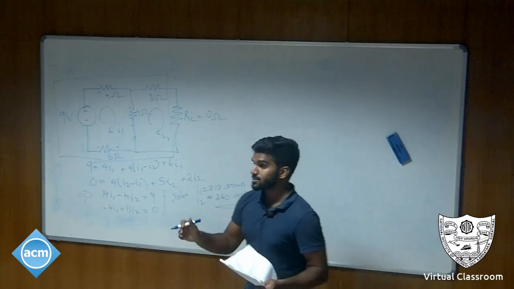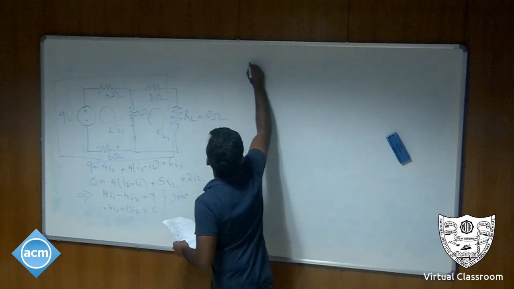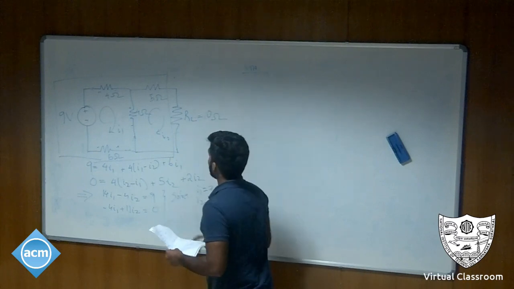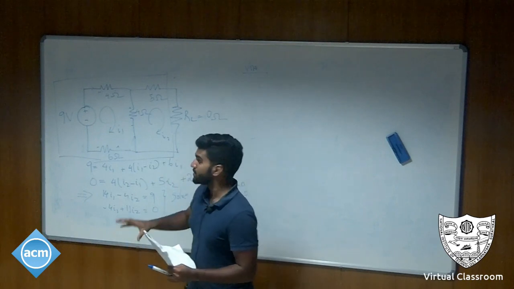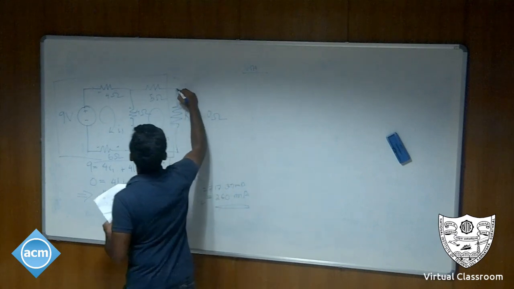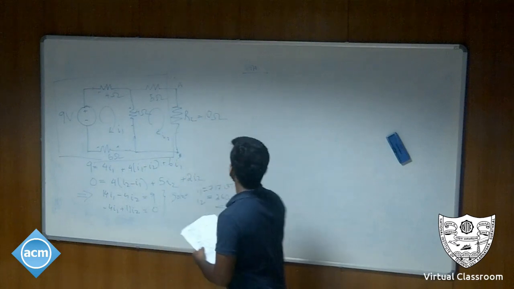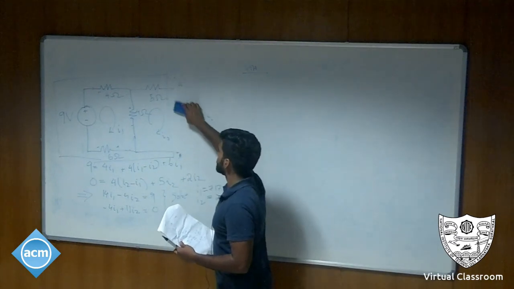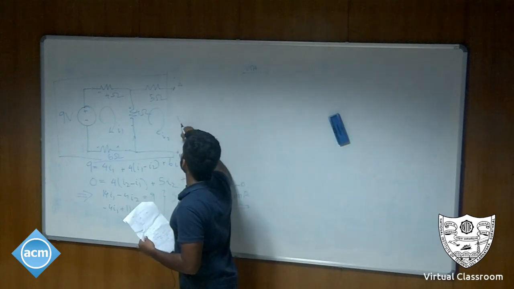Okay, so we start off by trying to find the Thevenin voltage for this circuit. V Thevenin is basically the voltage across these two ends, which we call A and B, when you remove the load.